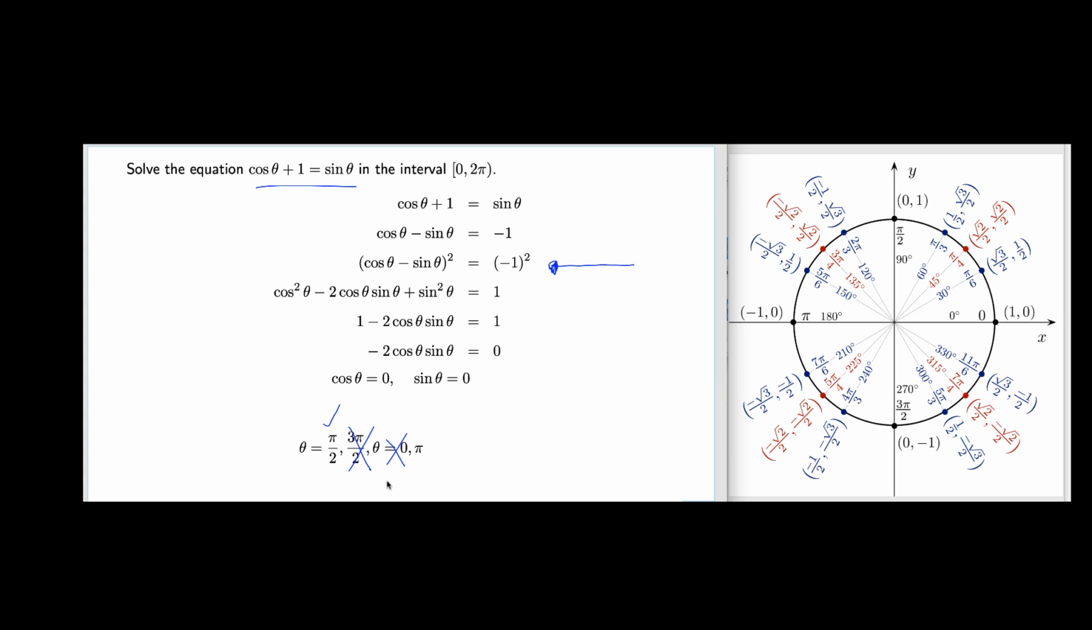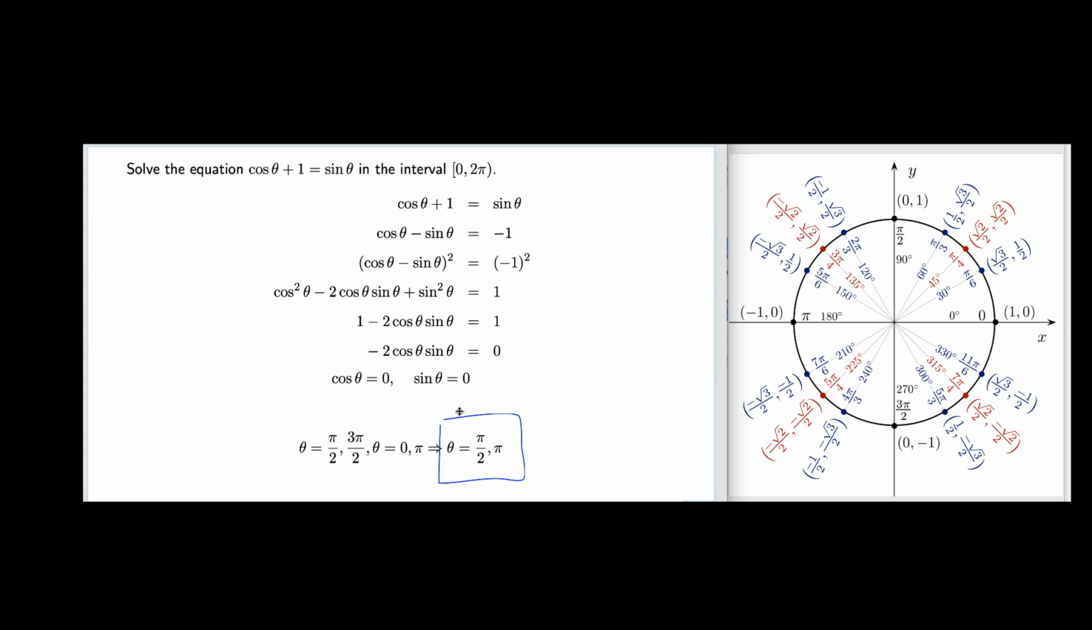And what about pi? Cosine of pi is -1. So I'm getting -1 plus 1 is 0 on the left. Sine of pi is 0. So I get 0 on the right. So pi works as well. So I get as our final solution pi over 2 and pi for our solutions of this equation in the interval 0 to 2 pi.